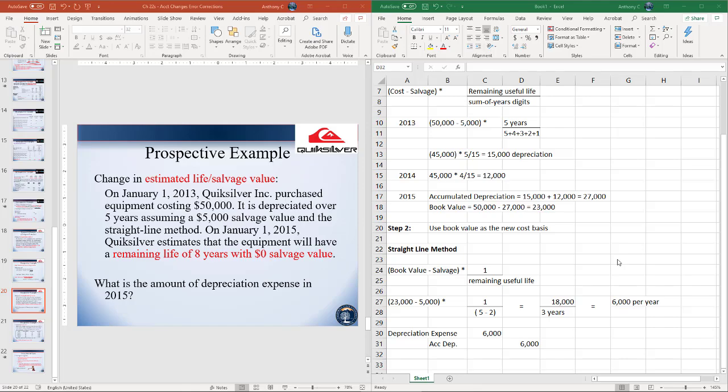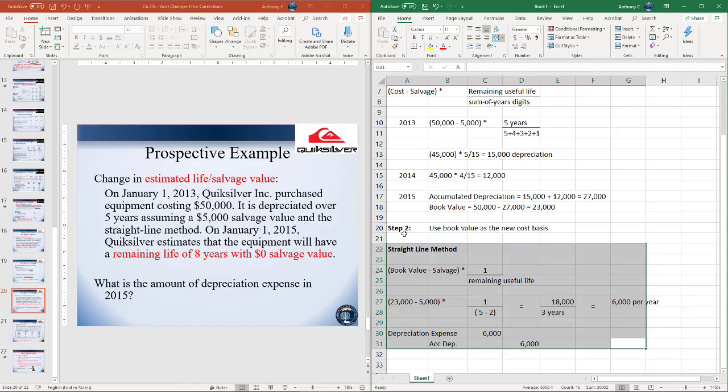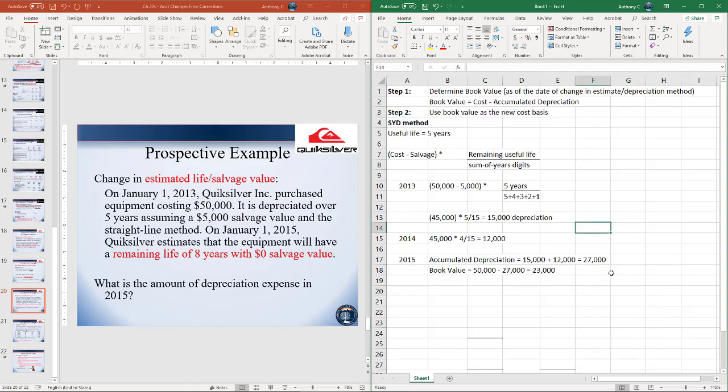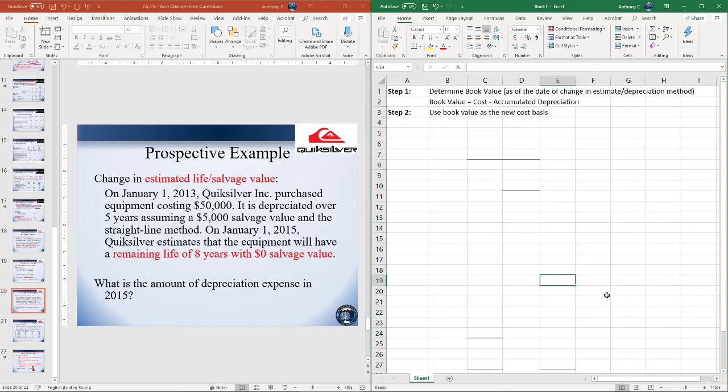So the last example went over a change in depreciation method. If instead of changing a depreciation method, a company still uses the same method, but they change an estimate within that method, like the useful life or the salvage value, we're going to follow the same exact process. All right, so I'm going to get rid of this. Right, and we have our 2 steps up top.